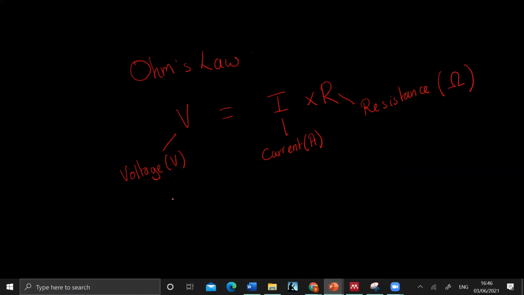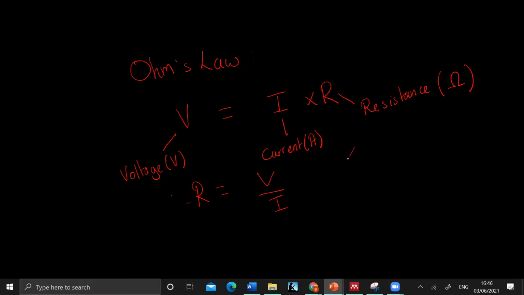So what it's saying is that voltage and current are proportional. If we wanted to rearrange that and make R the subject, we divide both sides by I. So you get R equals V over I. So you can say resistance is V over I.